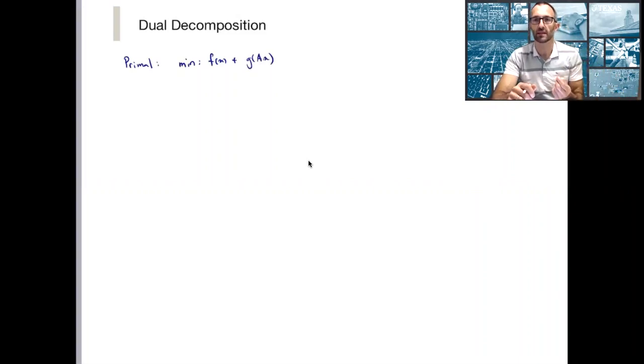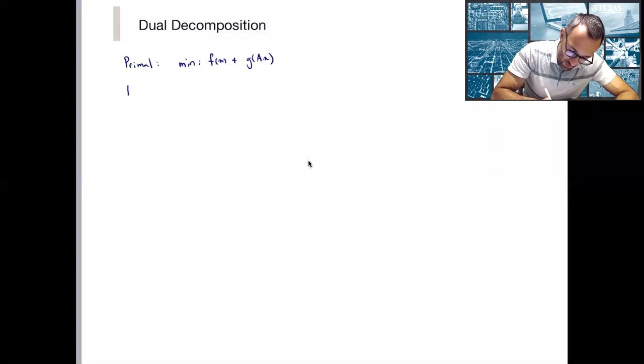And the key thing that this formulation captures, and the key reason we're calling it a decomposition, is the fact that this really wants to look like f of x plus g of y subject to a constraint that y equals Ax. And it was really using that we derived the dual.